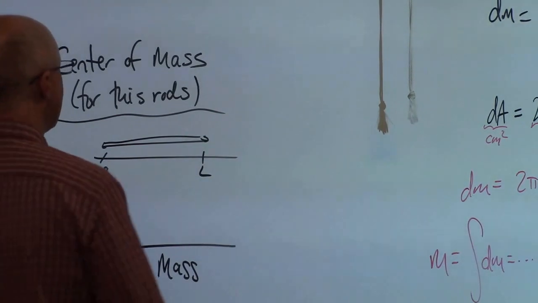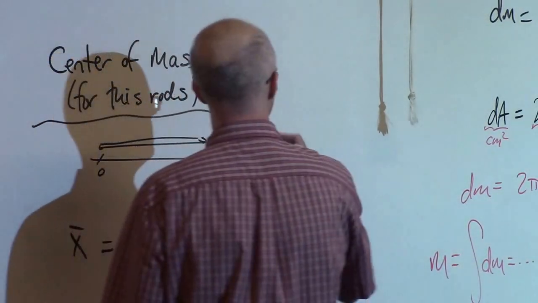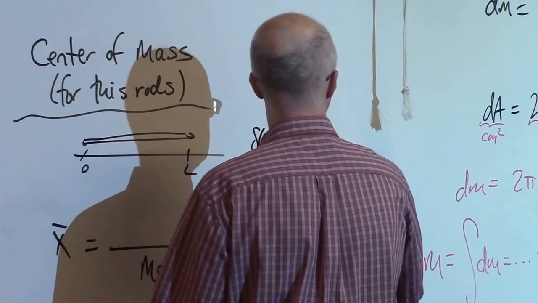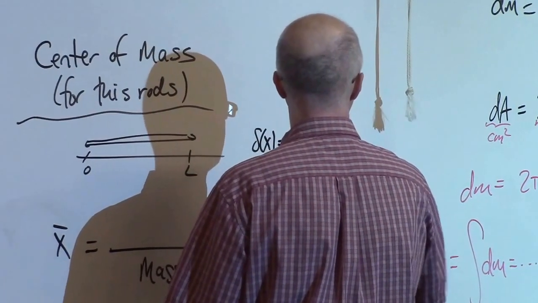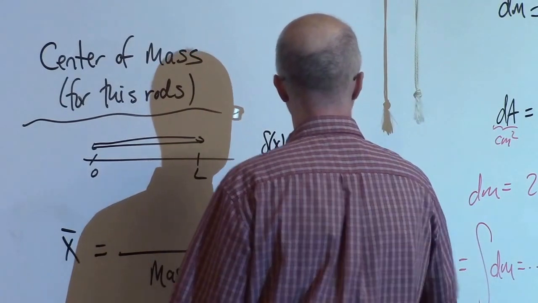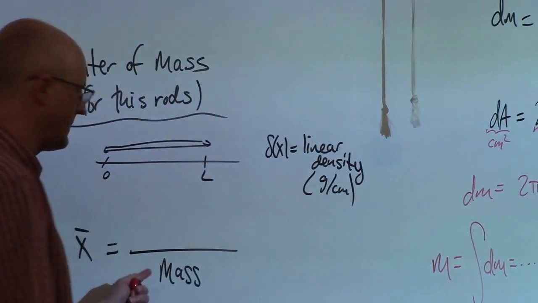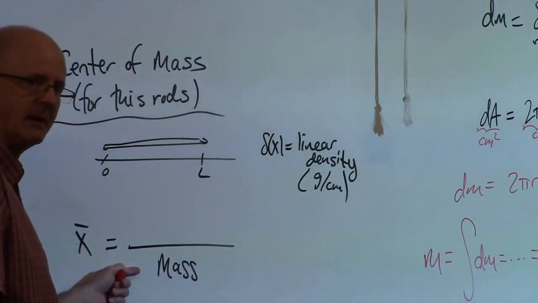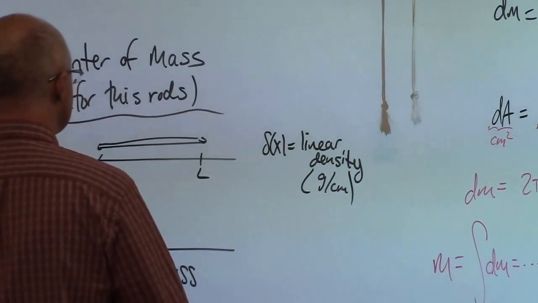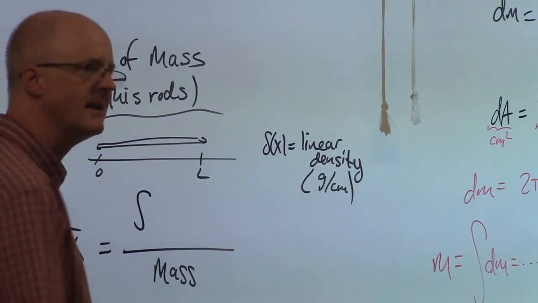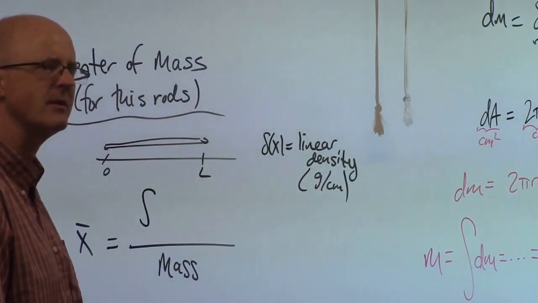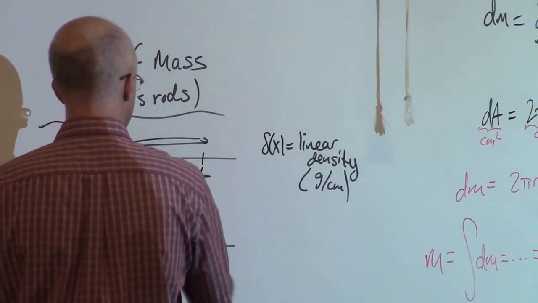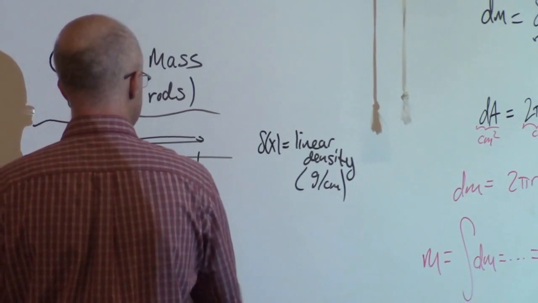And on the top, well, I need a density function. Delta of x is the linear density in, say, grams per centimeter. This is going to be a fraction here. The mass is going to be on the bottom of the fraction. On the top is going to be something that looks a lot like the formula for the mean of a random variable. In fact, it is the same.